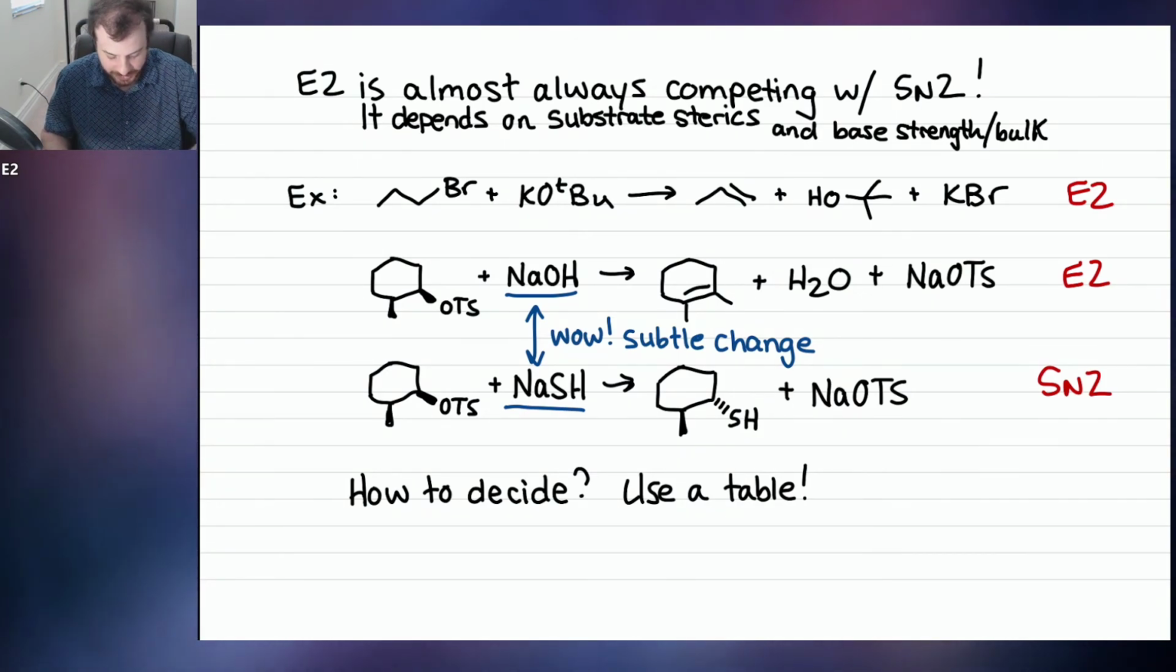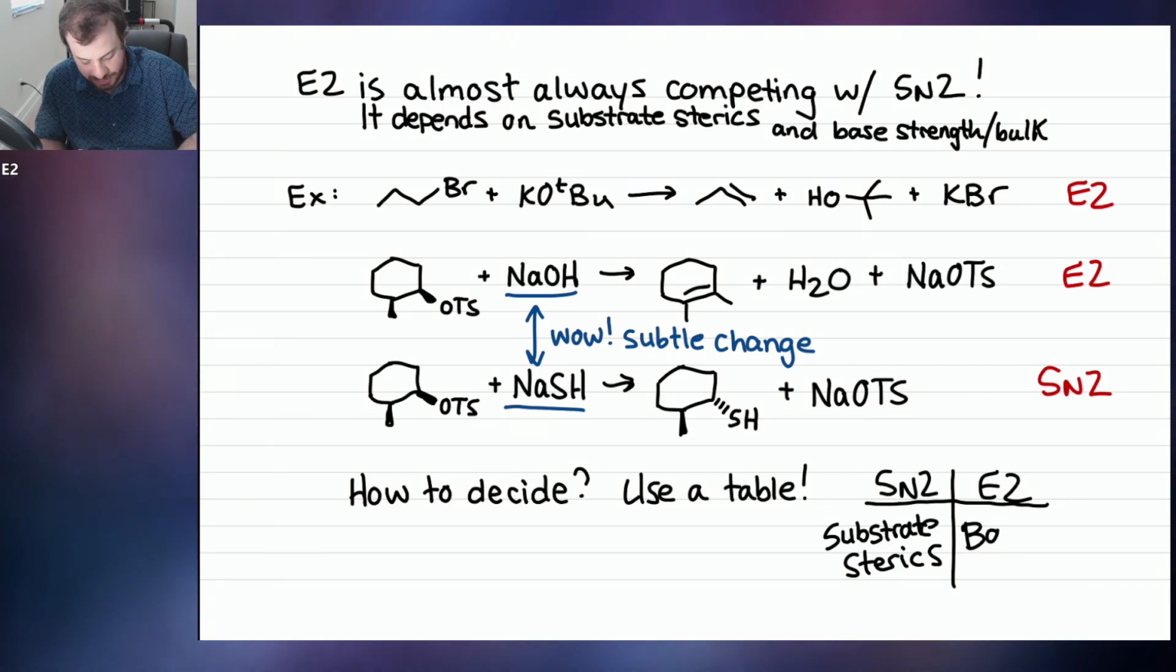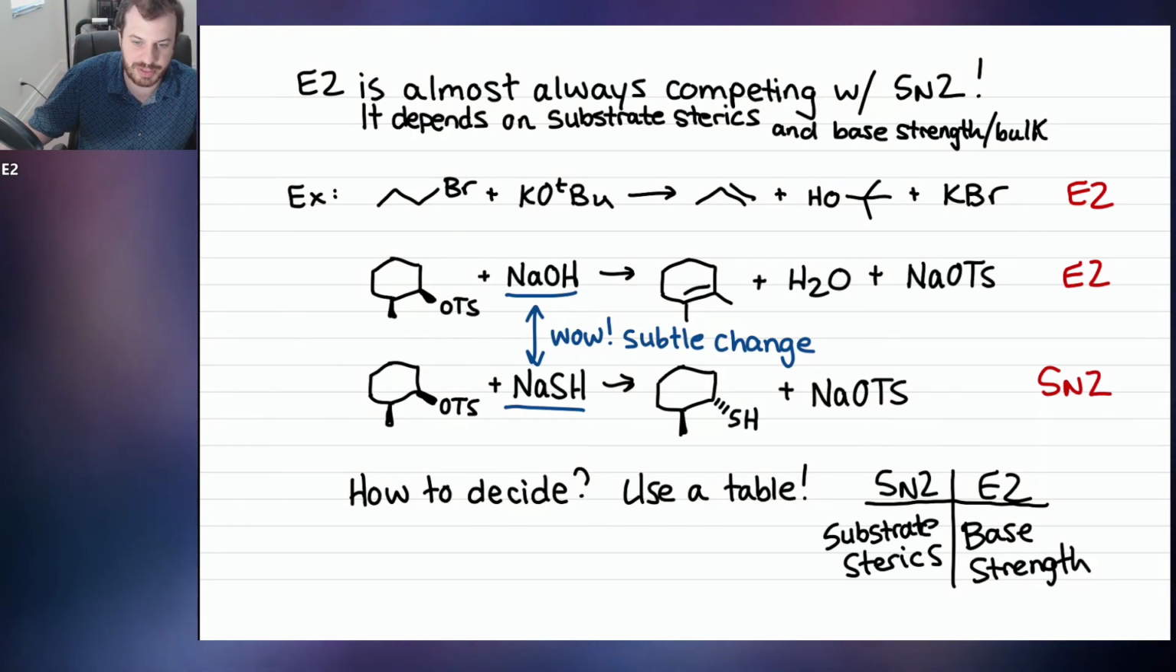We're going to draw a table on the next page that's going to help us decide. And the table is going to look something like this. It's going to be 2 columns: an SN2 column and an E2 column. And we're going to perform a ranking in each column. In the SN2 column, we're going to perform a ranking based on substrate sterics. And in the E2 column, we're going to do a ranking on base strength.